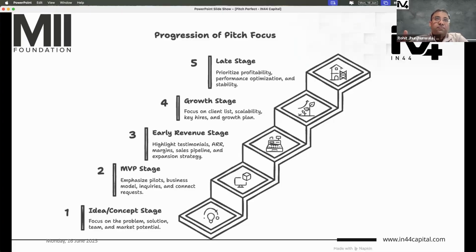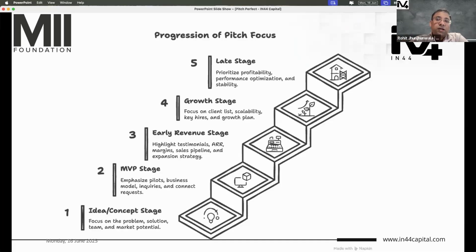I have seen pitches which are 1 year old, right? And it says on the pitch it is 2024. So when I see a pitch like that, I don't even know if it is the latest information. Has the person changed in the last 1 year? Has the person changed the team? Has he made more revenue? A lot of questions come in.